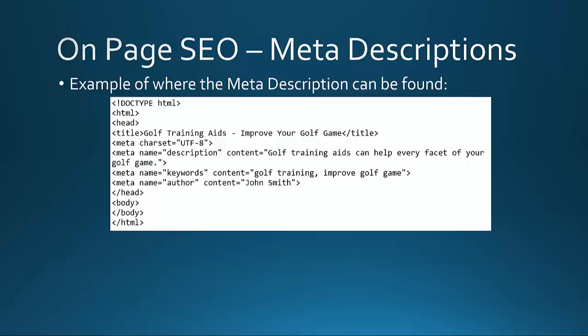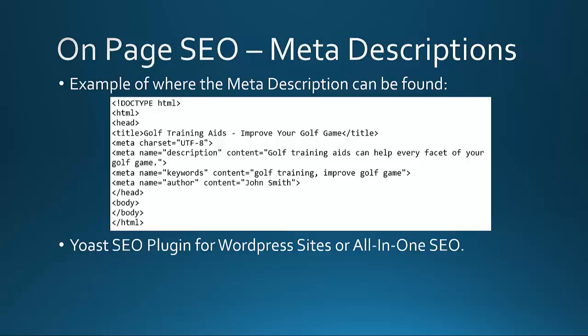The meta keyword is really not essential at all like it used to be. Just don't stuff keywords. I usually just put in one or two keywords like you see here related to the phrase I'm going for. You'll notice I actually was able in my title tag to use two keywords, golf training aids and improve your golf game, which are also keywords, and then meta name author. If it's applicable, you could plug your name in there.